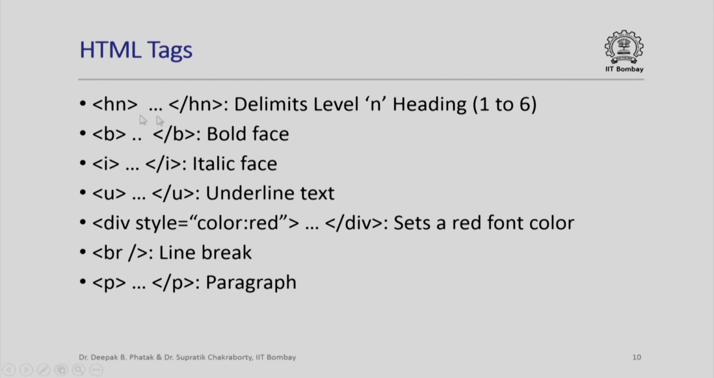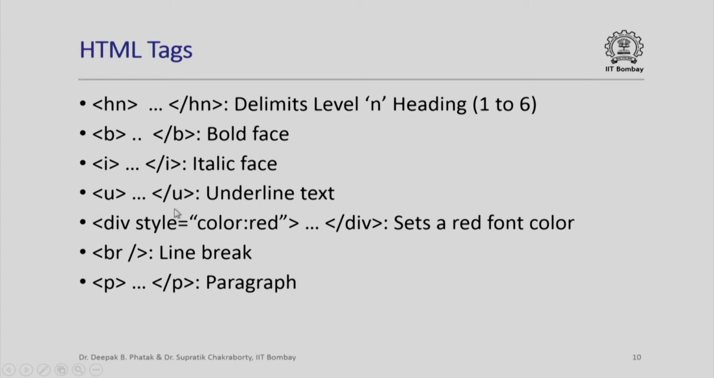The tag pair hn/hn defines the header. So, any text written here will appear as header. There are 6 levels of headers, obviously related to the size of the font that is applied to the text that you write here. B and slash B contain text which will be shown as boldface. Any text which you want in italic should be enclosed between I and slash I. Any text that you want to underline should be enclosed between the pair U and slash U.